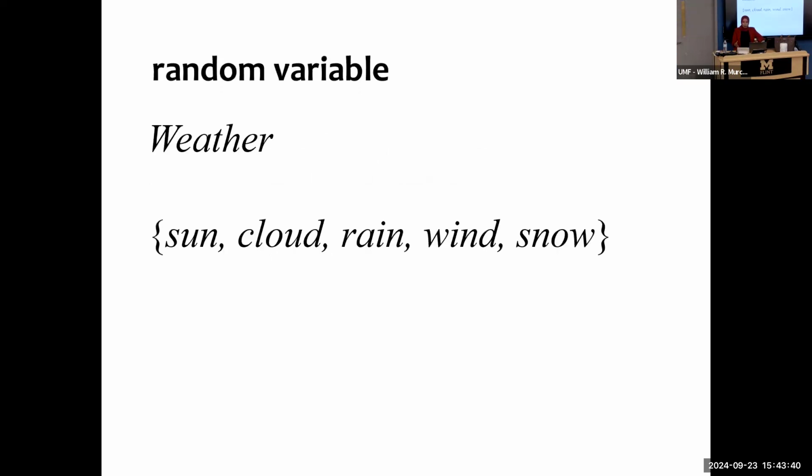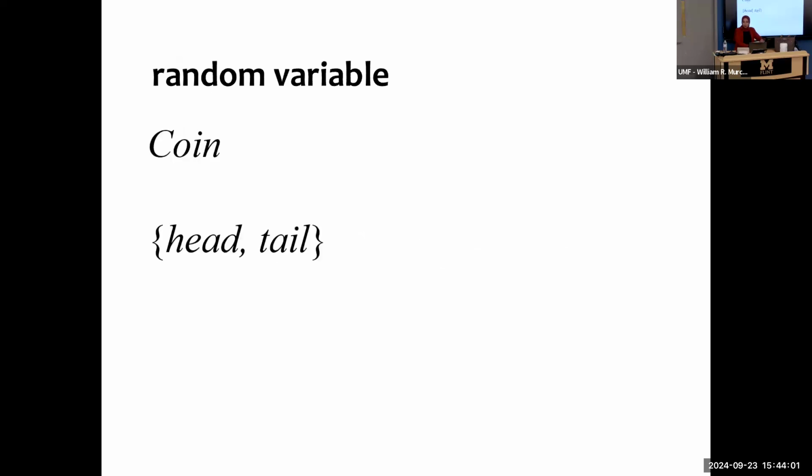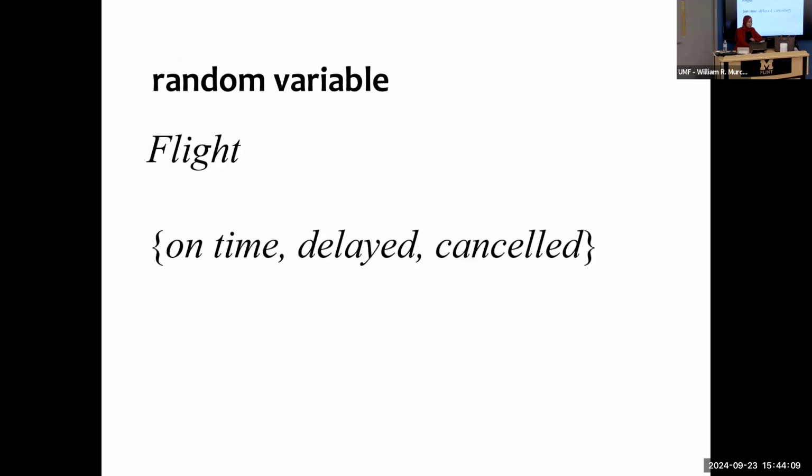If I have the example of the weather, I know the different values that my random variable weather could take: sun, cold, cloud, rain, wind, or snow. Also for traffic, there could be traffic, no traffic, or light traffic, or heavy traffic. So my random variable is the traffic, and these are the different values that it could take. If I throw one coin, it could be either the head or the tail side. So we will be checking this example later in the quiz. We also have flight, for example: it's on time, delayed, or cancelled.